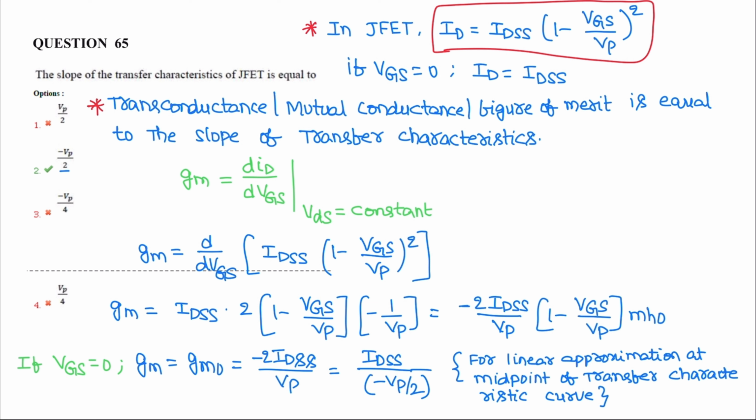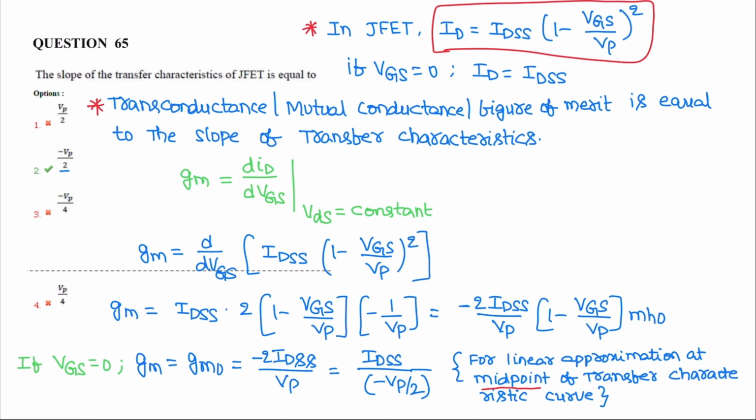Put VGS is equal to 0. So in this expression, put VGS is 0. Then GM is equal to minus 2 IDSS by VP. So that is, bring minus 2 to the denominator. Transconductance GM is IDSS by minus VP by 2. This is for linear approximation, and this slope is calculated at midpoint of transfer characteristics curve.